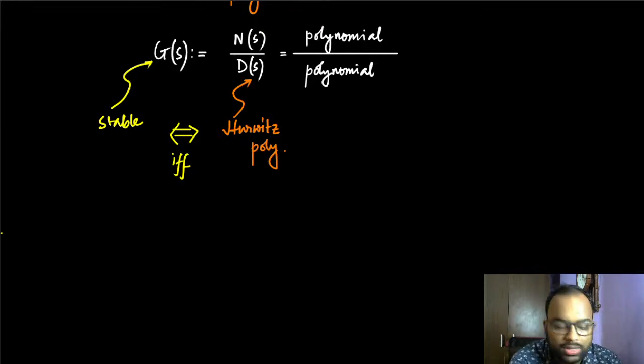So now what Hurwitz figured out is that instead of calculating all of that, instead of calculating all the roots of the denominator polynomial, what if we can figure out a way in which we do not exactly find the roots, but still can figure out whether a polynomial is a Hurwitz polynomial or not, right? Hurwitz was the mathematician.